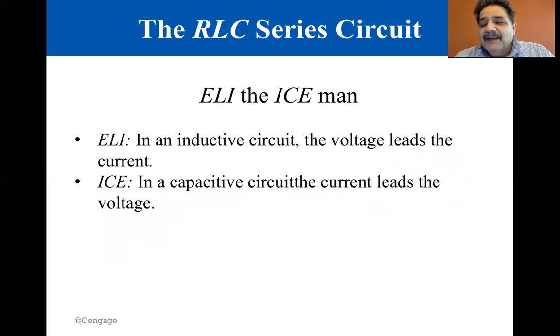A nice mnemonic device to help you remember the phase relationships in RLC circuits is ELI the ICE man. E represents the voltage, I the current, L the inductance, and C the capacitance. So the name ELI means that in an inductive circuit, the voltage leads the current. In a capacitive circuit, ICE means that the current leads the voltage.